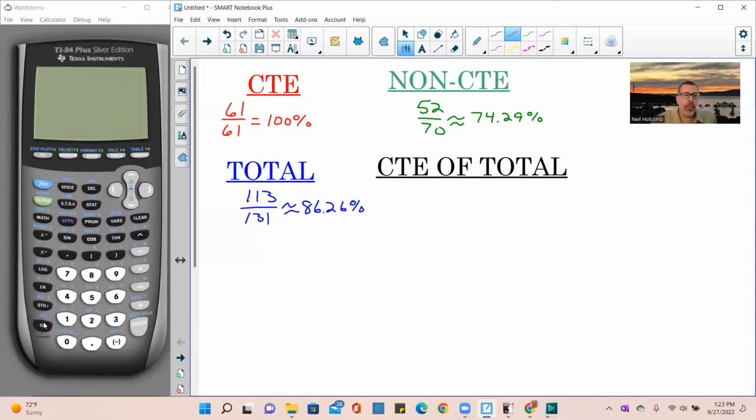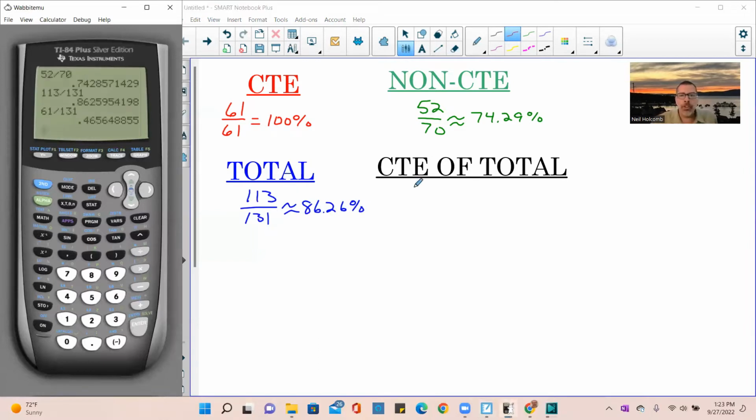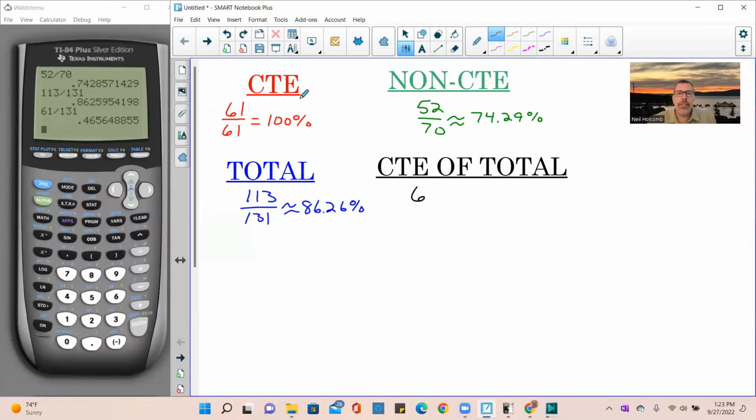What I would assume is, I have it already up here. I'm thinking what you're looking for is 61 CTE students out of the total population of your class, which is 131. There are 61 students that are CTE out of that 131, and that is 46.56%. I don't know where you got the 53.98. Yes, I do.